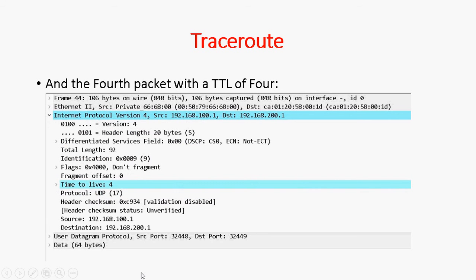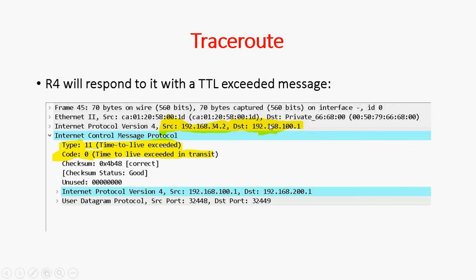Okay, again PC1 sends an IP packet. Now the TTL value is set to 4. The source IP is PC1 and the destination IP is PC2. Now the R4 router tries to send to PC2. Before sending, it subtracts 1, so the TTL value is 0. The R4 router right away drops that packet and sends a time to live exceeded message to PC1.